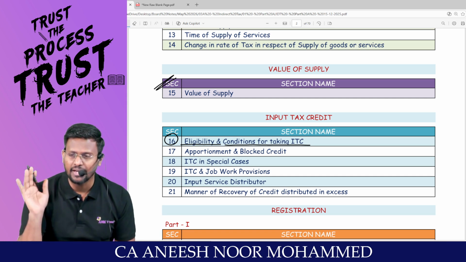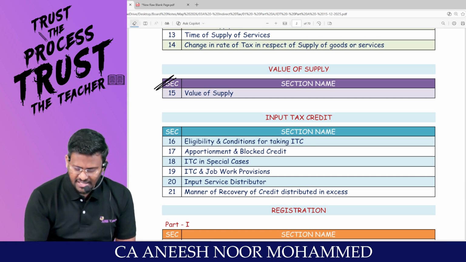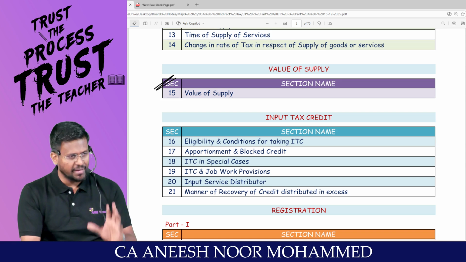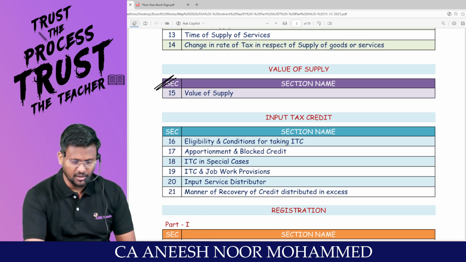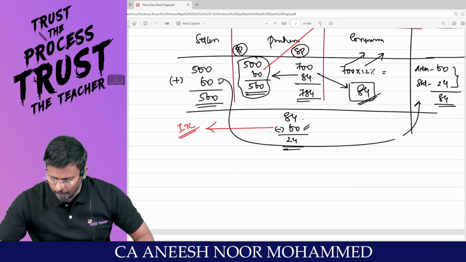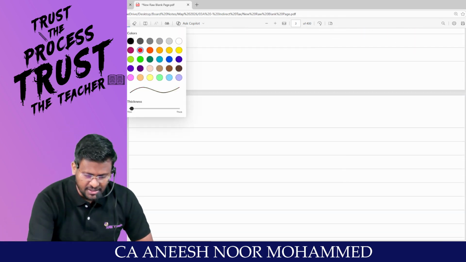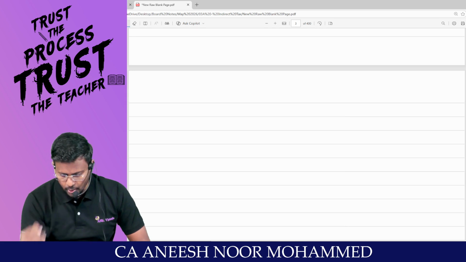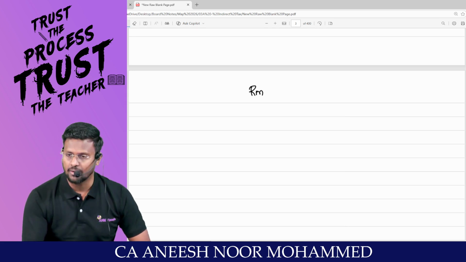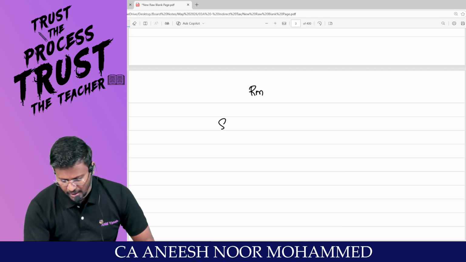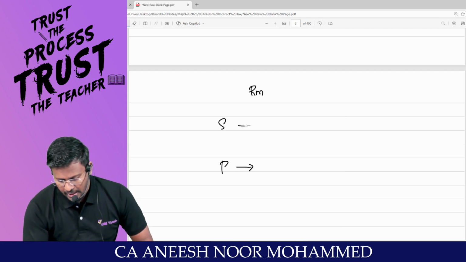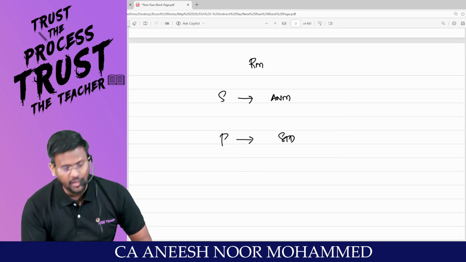What is section 16? The basic section for ITC. You say it is the basic section because it lays out the basic conditions to be satisfied. Are you all really with me? Look here, I will give you a super example. Please try to understand. You are purchasing raw material. Two parties are there for the purchase of raw material: the seller and the purchaser. Can we say the seller is A&M and the purchaser is the student?